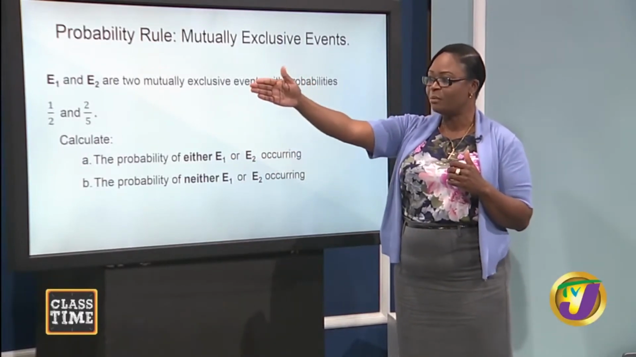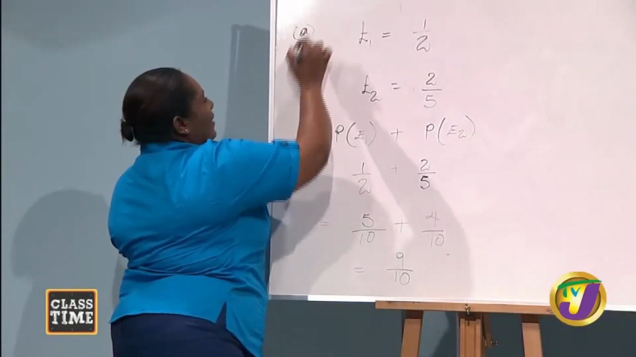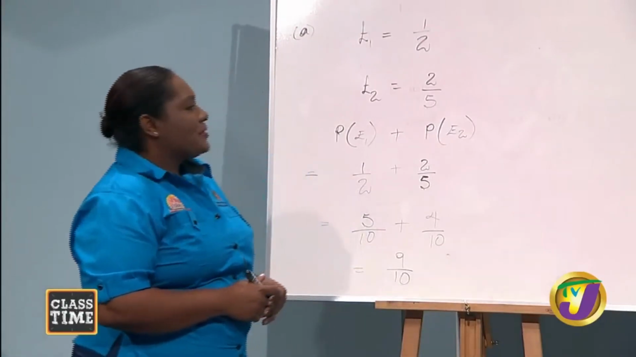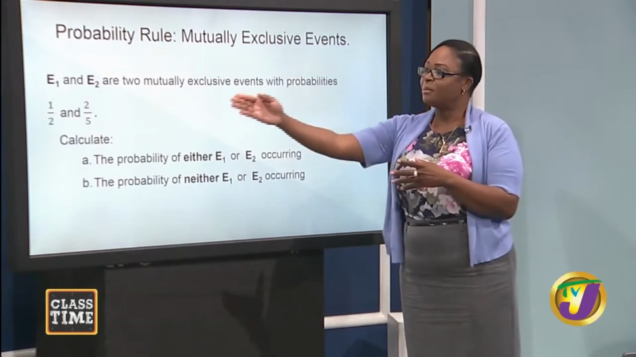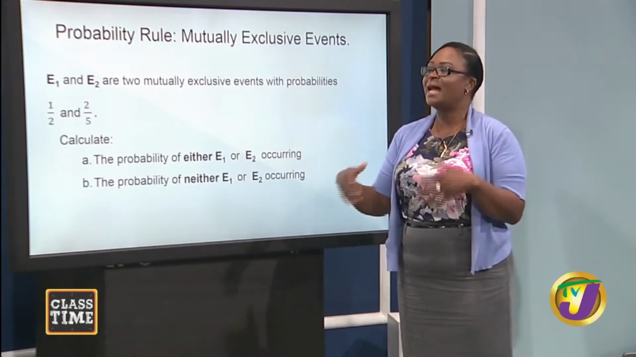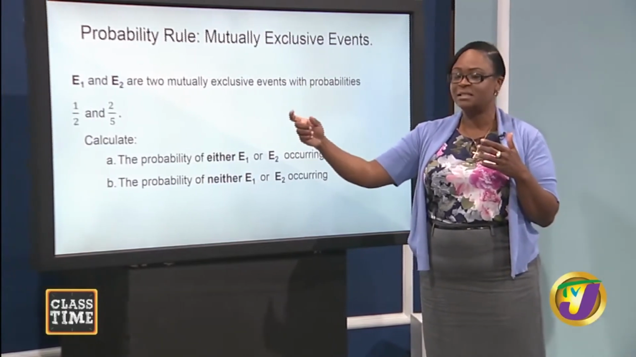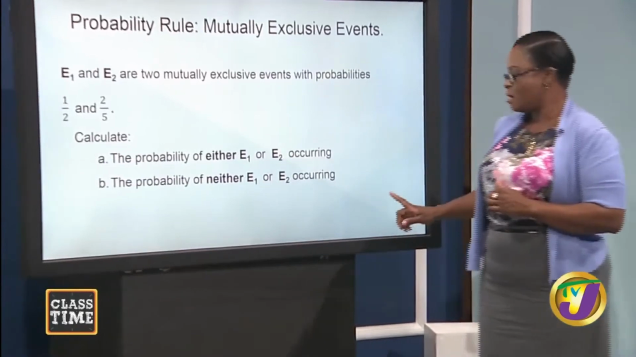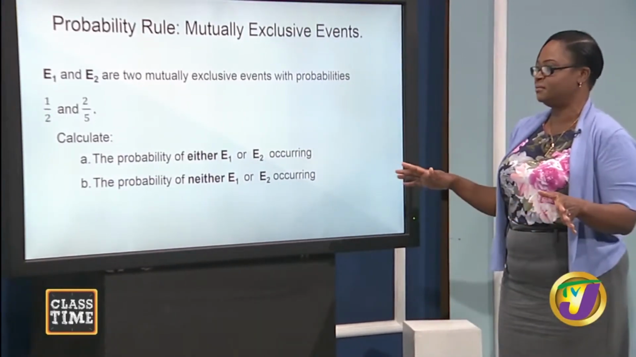Right. Using the probability rule, which is the probability of event A added to the probability of event B. In this case, however, the probabilities were given to us, and we had fractions with unlike denominators, and so we had to find the equivalent fraction. Okay, so what about the probability of neither?